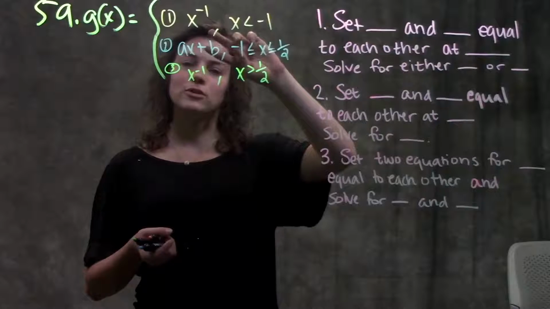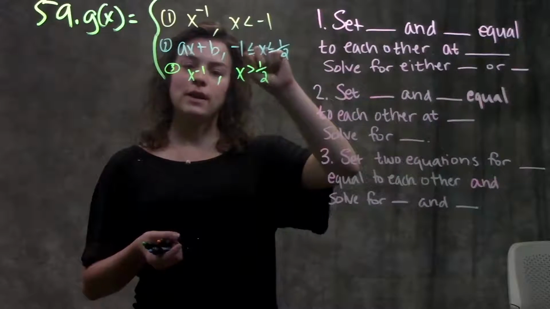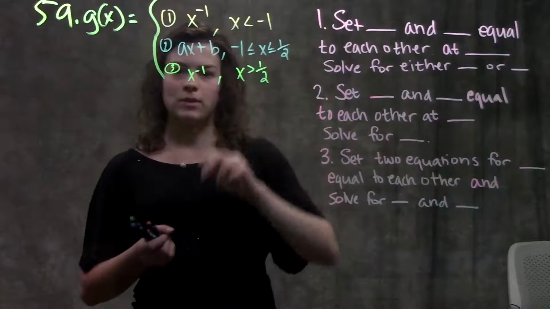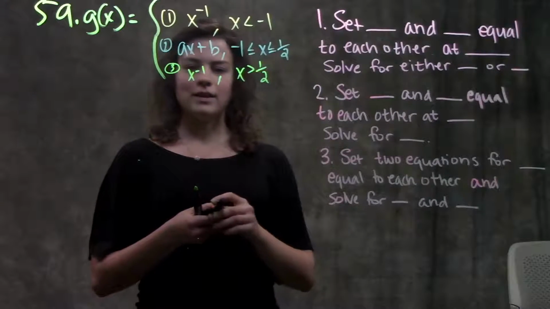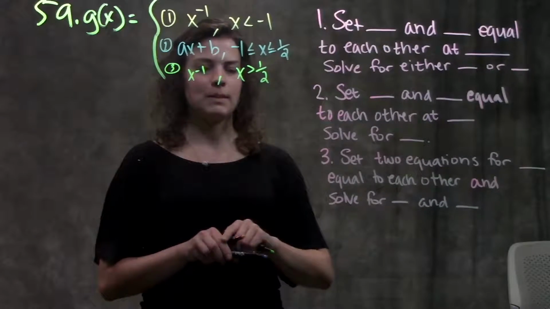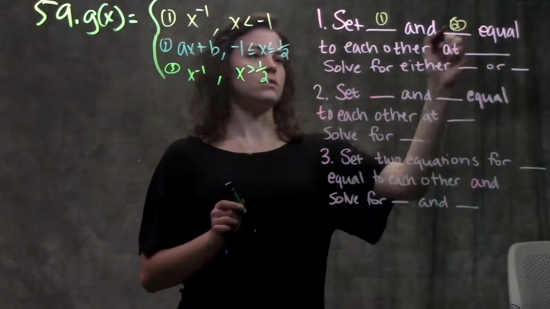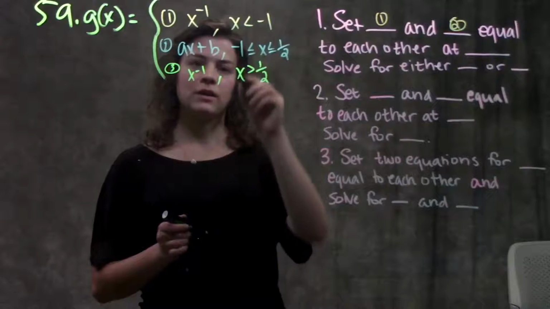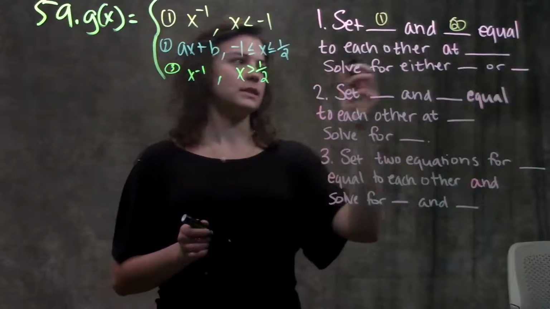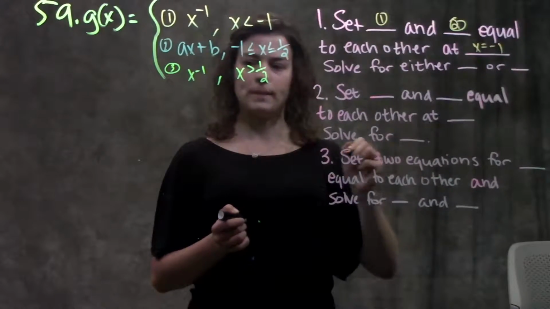And that's what we're going to do. We're going to set our first two equations equal to each other at the x value where they switch. And we're going to do the same with our second two equations. All right, so sounds pretty easy. Let's go through step one. So step one is set equation 1 and equation 2, these two, equal to each other at the x value where they switch, which in this case is x equals -1.